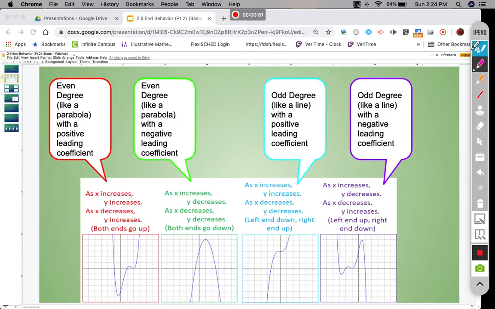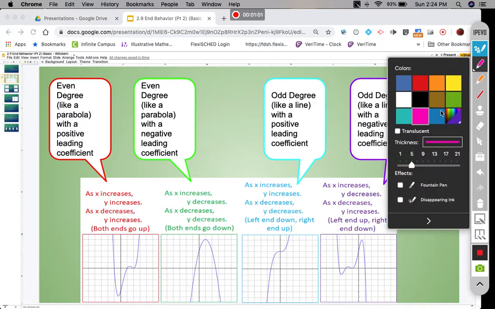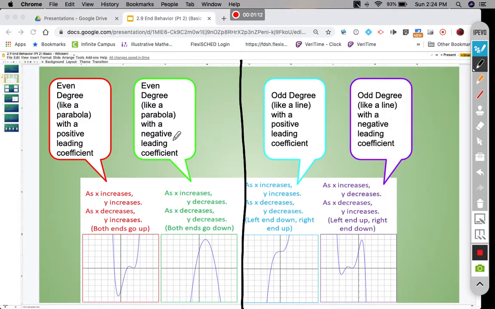Now, a quick review. This is the screen we had, the notes we took in class. This is what we're going to base everything on. I'm just going to add a few notations on here. First thing, we're splitting what's happening. We have two different types of end behavior. And on these sides, they both go in the same direction.